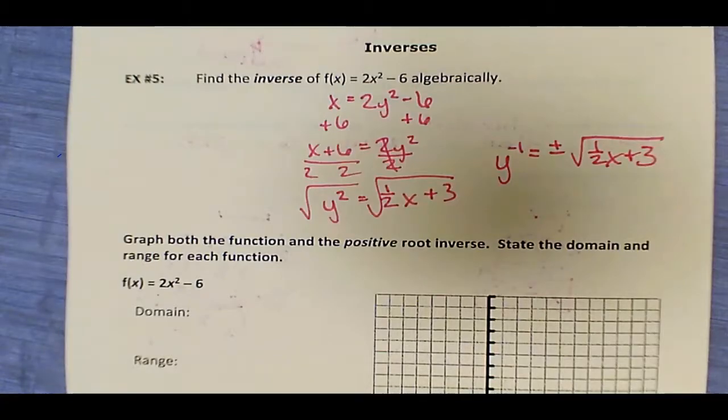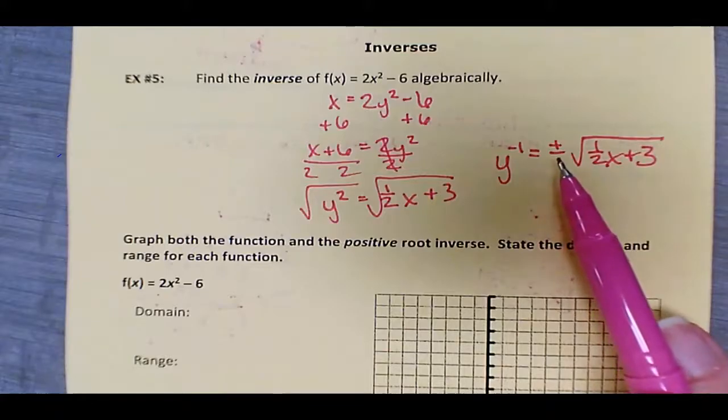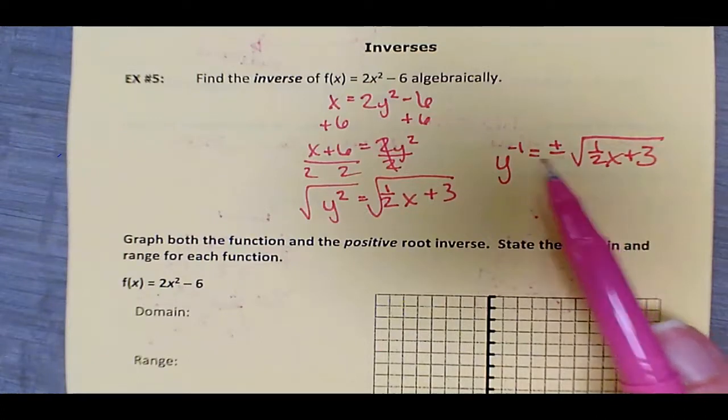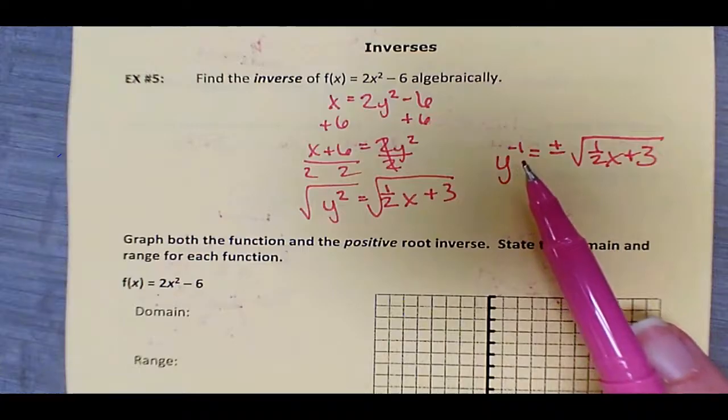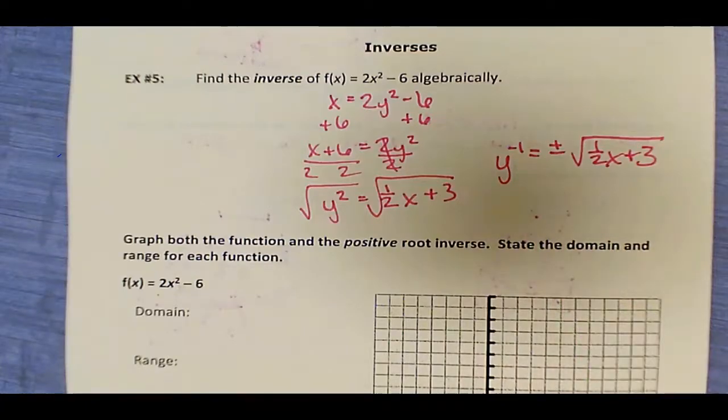So when you square root your left and right side, you end up with a positive and negative answer. So that does not give you a function. It just gives you kind of a sideways parabola. So instead of calling this the inverse of f of x, we call it the inverse of y. So that's my inverse of the relation.